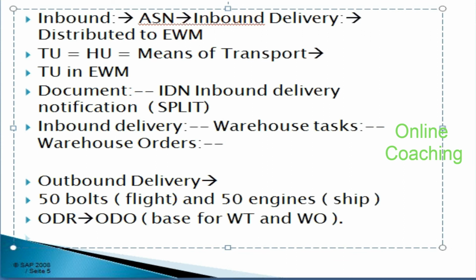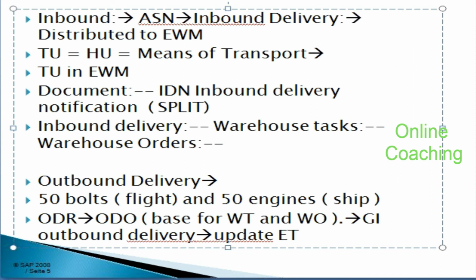Is it clear now? Because if you are going for certification, these are all the words which will be confusing, and a lot of confusion will lead to the exam questions also. Outbound delivery request will be converted to the outbound delivery order, and then once I do the goods issue, it will create an outbound delivery, and it goes and updates the ERP for the goods issue. Is it clear now?